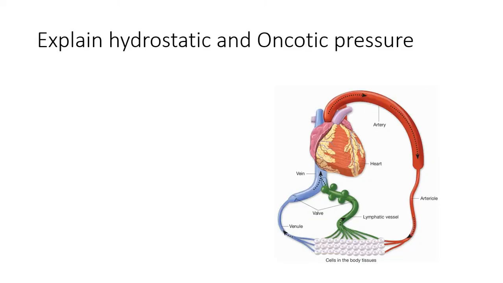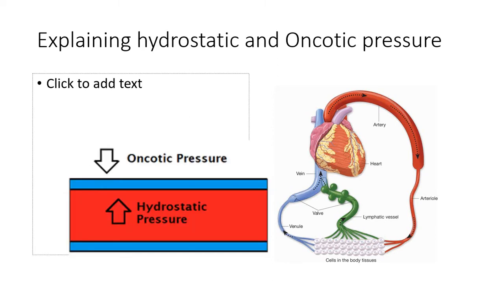Okay, let's do some chapter 8 questions. Explain hydrostatic and oncotic pressure. Okay, so in simplicity, hydrostatic pressure is the force of fluids pushing out of arteries, and it doesn't have to be arteries. This is just the example I've used, but it could be within xylem vessels. And oncotic or osmotic pressure is the pressure of the pull inwards. So you have the pressure of the fluid outside of the capillaries pushing inwards.